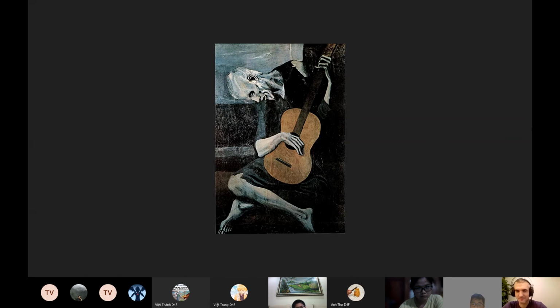Since the old guitarist was created during Picasso's blue period, the painting represented a great deal of sorrow and grief. The melancholic direction of this art is by Picasso's mixture of blue and dark colors. And for the last thing, the purpose of this painting is also really meaningful and comprises layers of meanings.